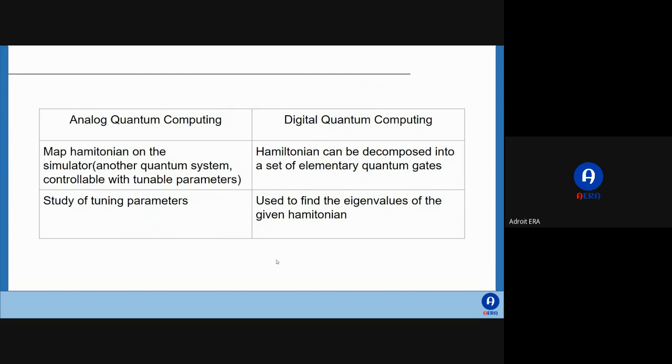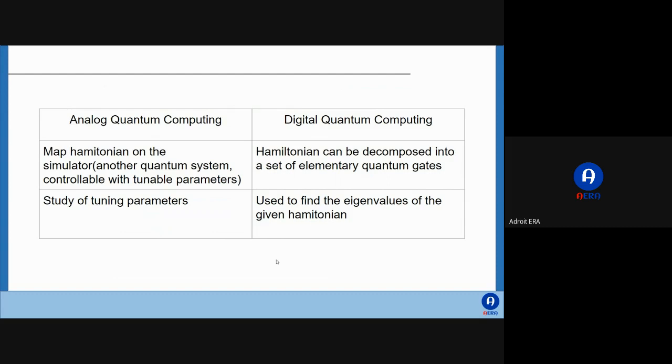In digital quantum computing, we are only interested in finding the eigenvalues of the given Hamiltonian. Anyway, the classical computers are doing the work for us, but we are not interested in what classical computers are doing. We are only interested in the quantum part, which is finding the eigenvalues of the given Hamiltonian.